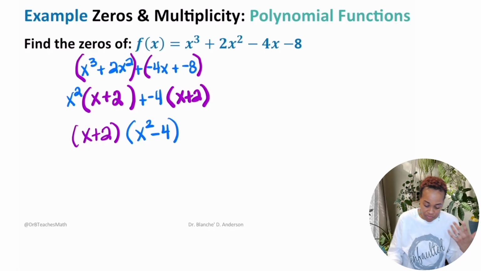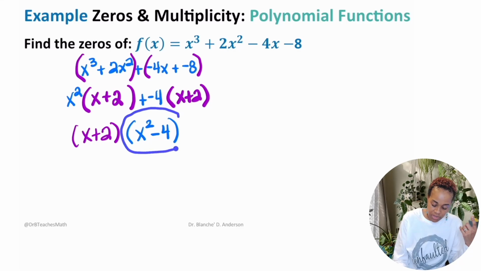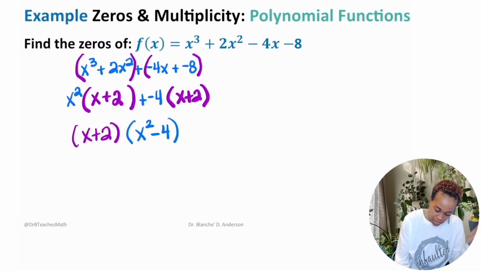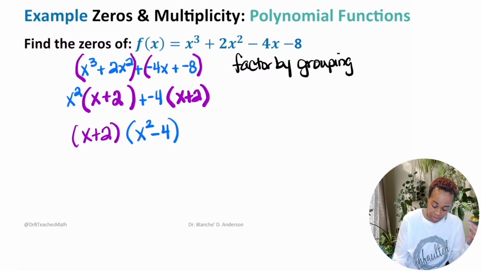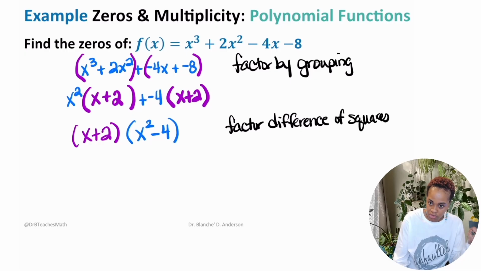Am I done? Nope, because I can continue factoring. Do you recognize this? This is a difference of what? A difference of squares. Good. This is a difference of squares. So if you remember your difference of squares, let me write down what I did. So here I'm going to put, I did factor by grouping, just so when you go back and you're writing your notes, we did factor by grouping. And here we're going to factor using difference of squares. Okay, difference of squares.